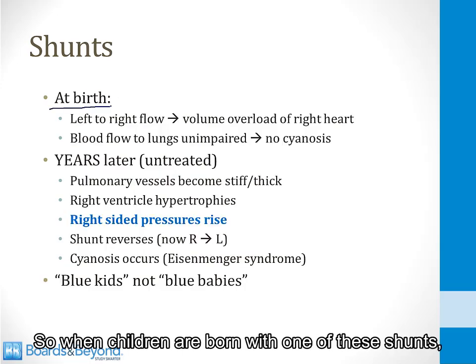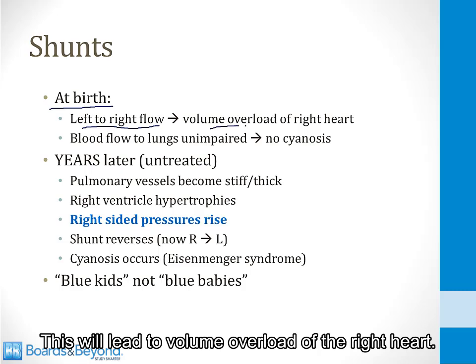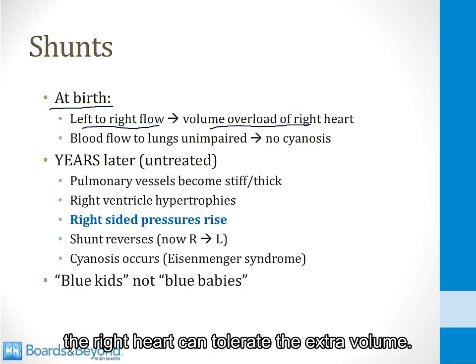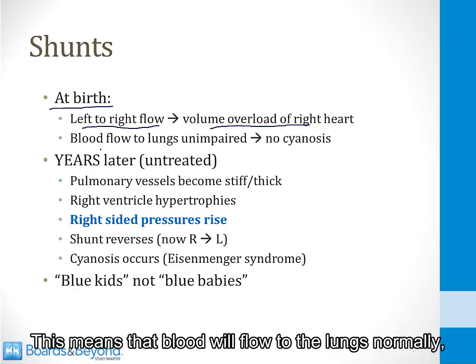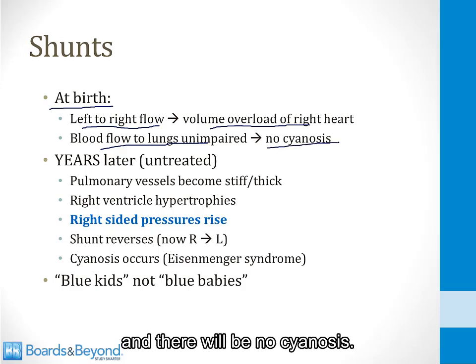So when children are born with one of these shunts, there will be left to right flow, as I just described. This will lead to volume overload of the right heart. However, in many cases, the right heart can tolerate the extra volume. This means that blood will flow to the lungs normally, the blood flow to the lungs will be unimpaired, and there will be no cyanosis.